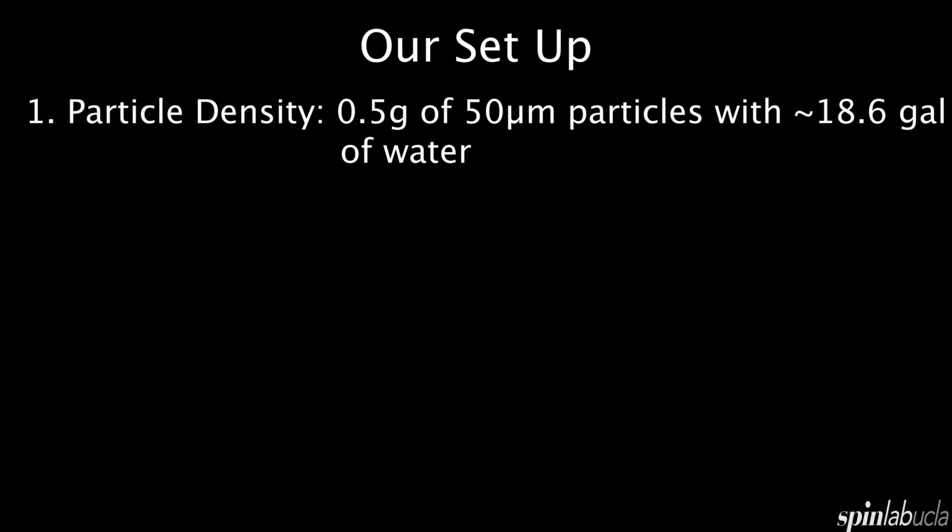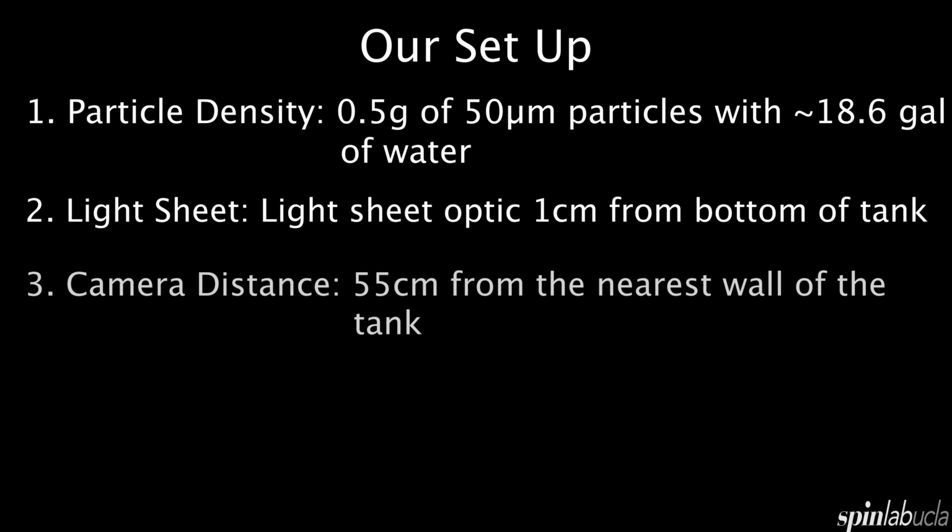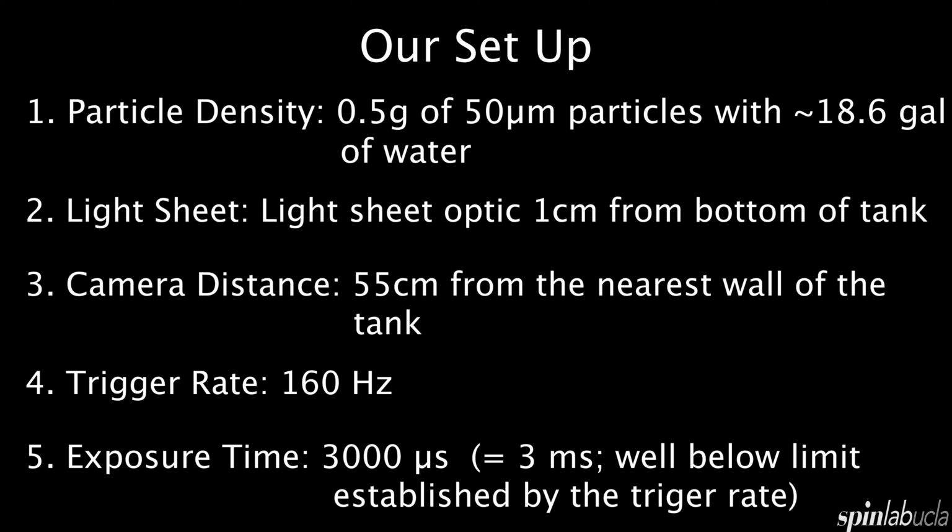Our particle density was 0.5 grams of 50 micron particles for approximately 18.6 gallons of water. We put the light sheet optic as close to the tank as possible before the light was diffused by the tank, approximately 1 centimeter from the bottom. The camera was 55 centimeters from the edge of the tank, and it was in its highest possible position. Our exposure time was set to 3,000 microseconds, or 3 milliseconds, and our trigger rate was set to 160 Hz.